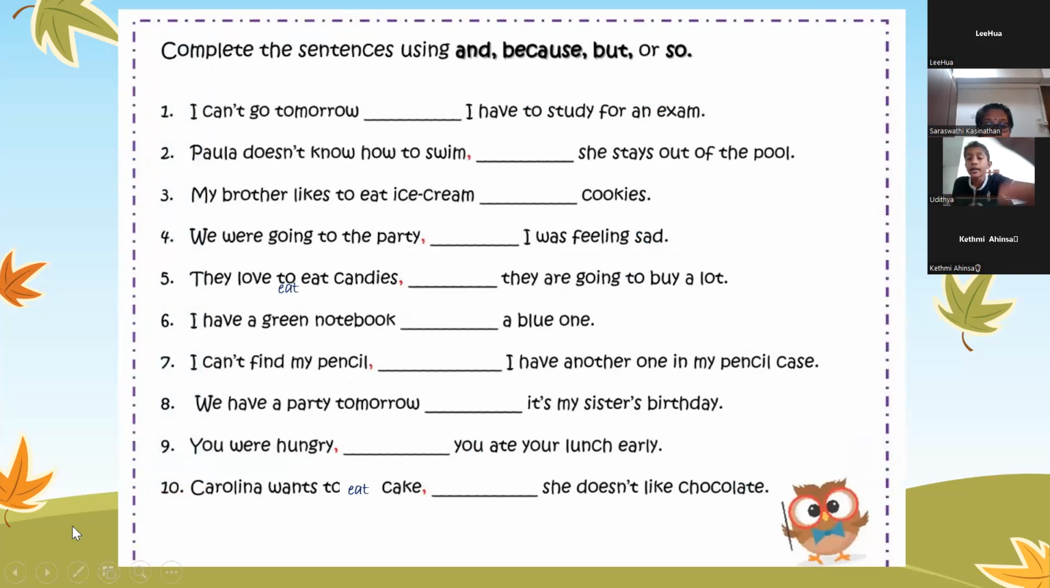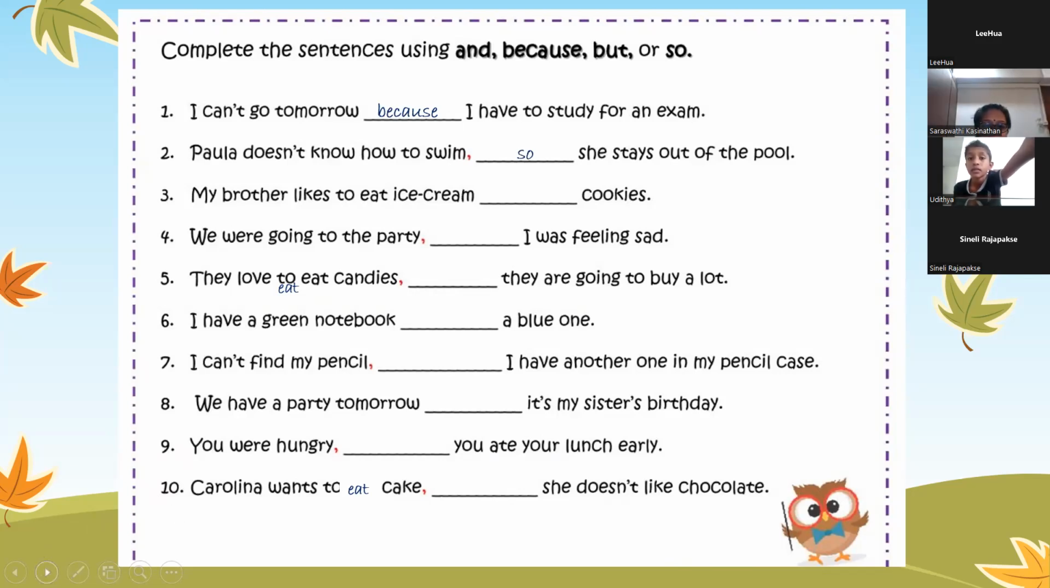Okay. Let's look at this. I can't go tomorrow, but I have to study for an exam. Let's look at number 1 again. I can't go tomorrow, and this is the reason. So what can be the word here? Because. Very good. Okay, number 2. Paula doesn't know how to swim, so she stays out of the pool. Yes, very good. Well done.